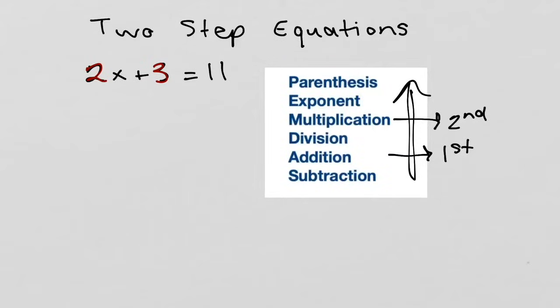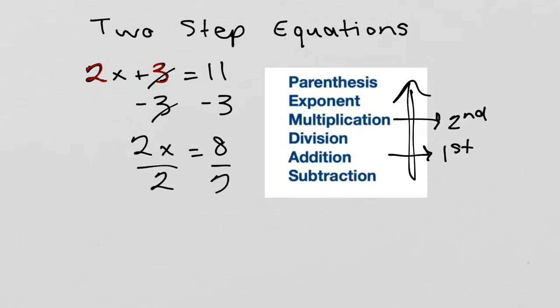So we will get rid of the plus 3. We get rid of the plus 3 by performing the opposite operation on it. So we will subtract 3 from both sides. The 3 will cancel out. 11 minus 3 is 8. So we have 2x equals 8. Next, we will get rid of the multiplication by dividing both sides by 2, since division is the opposite of multiplication. The 2 will cancel out. 8 divided by 2 is 4. Therefore, x equals 4.